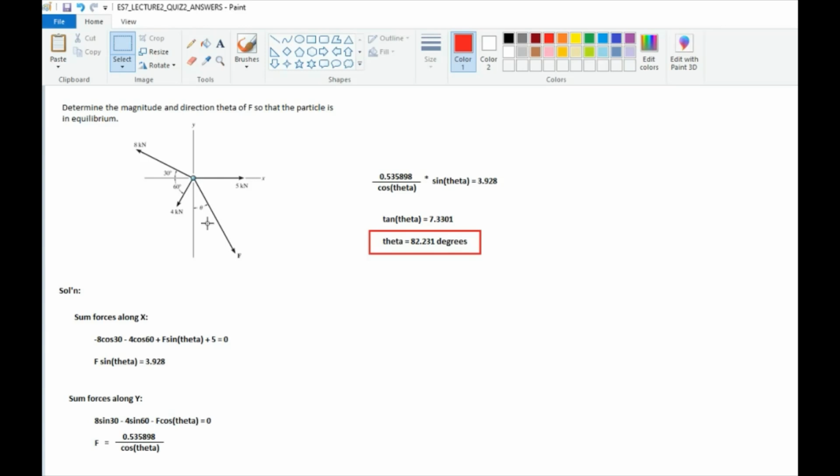Alright. Let us just sum forces along X. So, ilan yung forces na merong X component? We have 1, 2, 3, 4. Okay. So, first, consider natin yung 8 kilonewton force. So, X component nito is negative. Okay, kasi to the left siya. So, negative 8 cosine 30. And then, 4 kilonewton force, again, negative siya kasi to the left. So, negative 4 cosine 60.